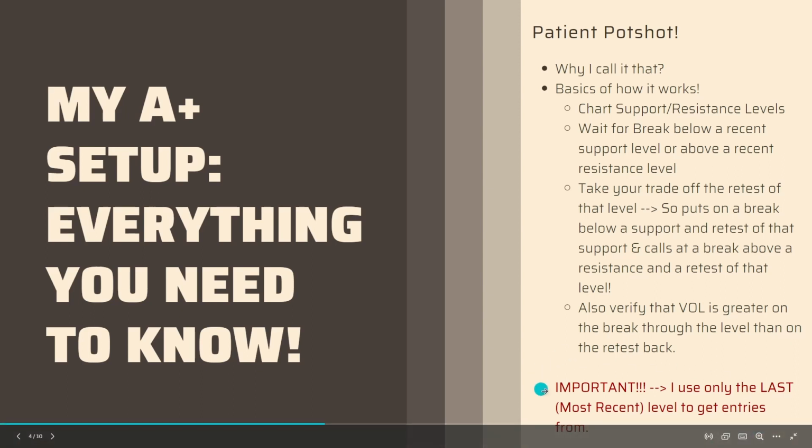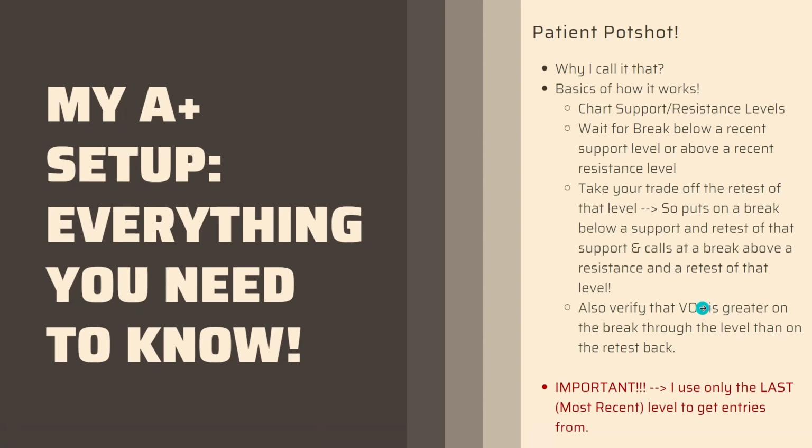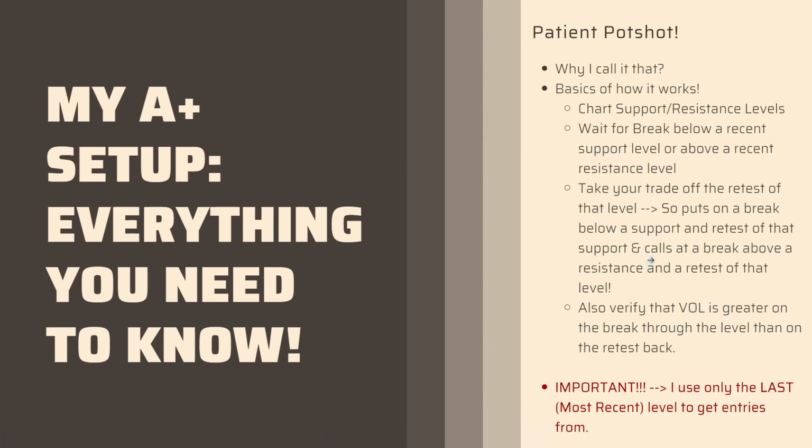Now, something that is very important, and this is probably the biggest difference between my break and retest strategy and every other one out there: I only use the last most recent level to get entries from, okay? So if we created a support level 2 hours ago and we've moved beyond it, I'm no longer looking to get puts on the retest of that support as resistance. I'm no longer looking to do that, at least not for an A+ setup.